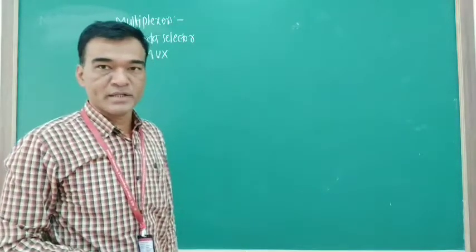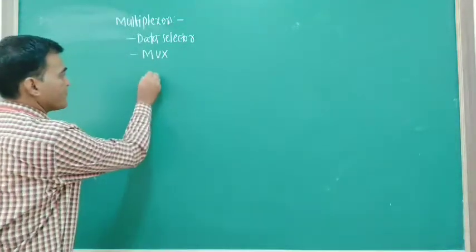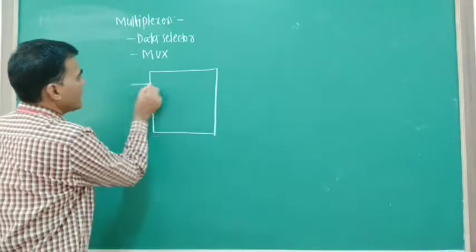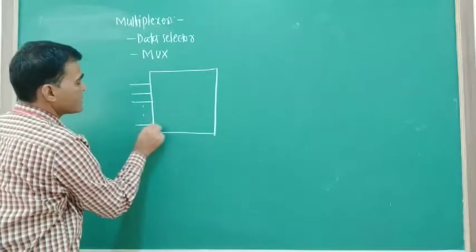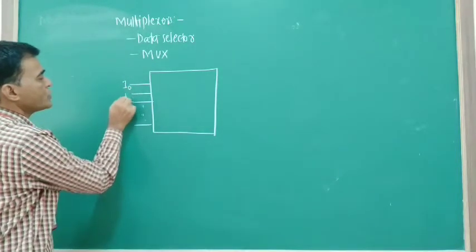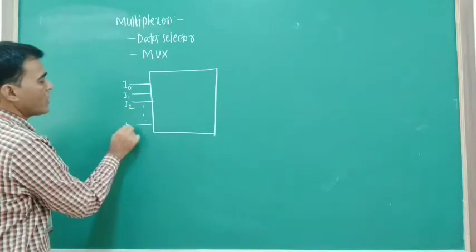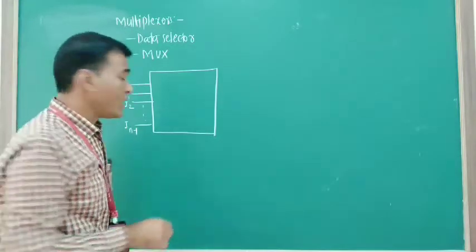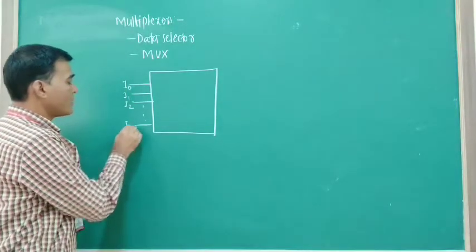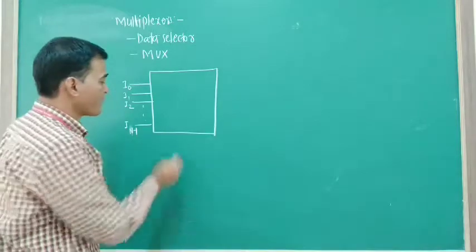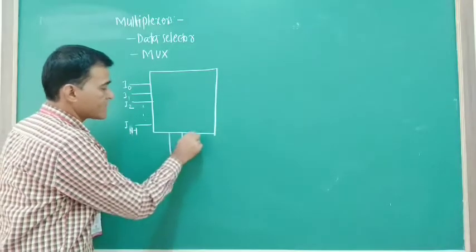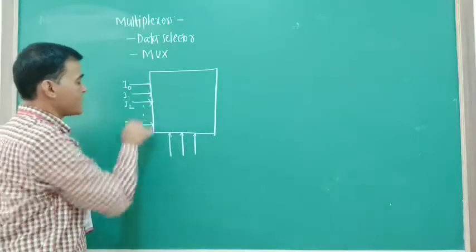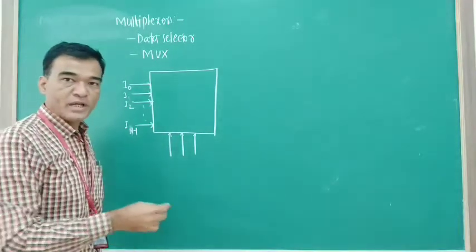It has n number of input lines. If you consider the block diagram, it has n number of input lines, let us say I0, I1, I2 up to I of n minus 1. So it has a total of capital N input lines. So these are the input lines.